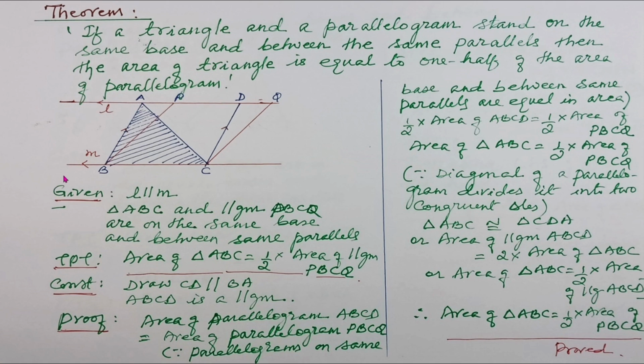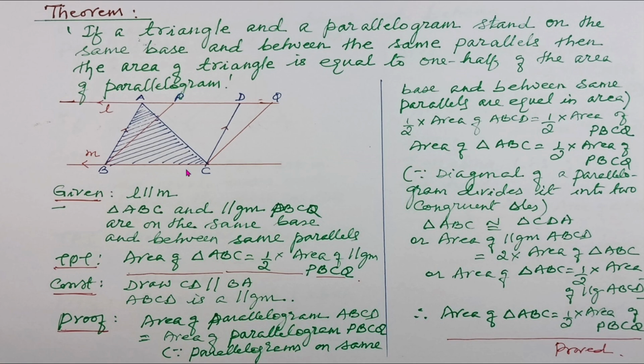Now we have two lines L and M which are parallel to each other. We have a triangle ABC and parallelogram PBCQ standing on the same base and between the same two parallel lines. Now we have to prove that the area of triangle ABC is 1/2 of the area of the parallelogram PBCQ. So that is what we have to prove. That means this is also a theorem which establishes a relation, or a formula, to find the area of a triangle, that is half into base into height. So let us see how we can prove it.